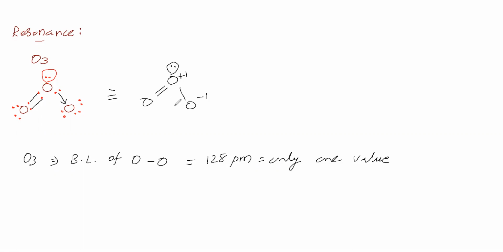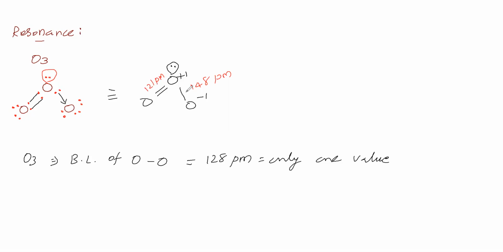Sir, but how is it so? We have written the Lewis dot structure. This Lewis dot structure says left side double bond, right side single bond. Sir, if it is a double bond, what is the bond length? Double bond means 121 picometer. This we have not taken from the experiment on ozone. Single bond means 148 picometer.